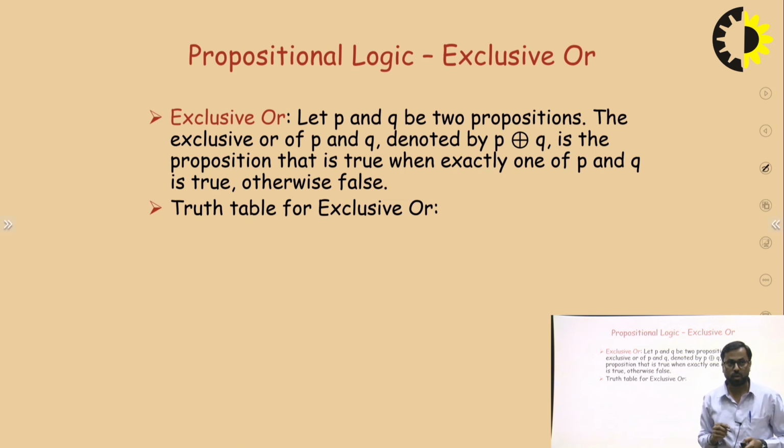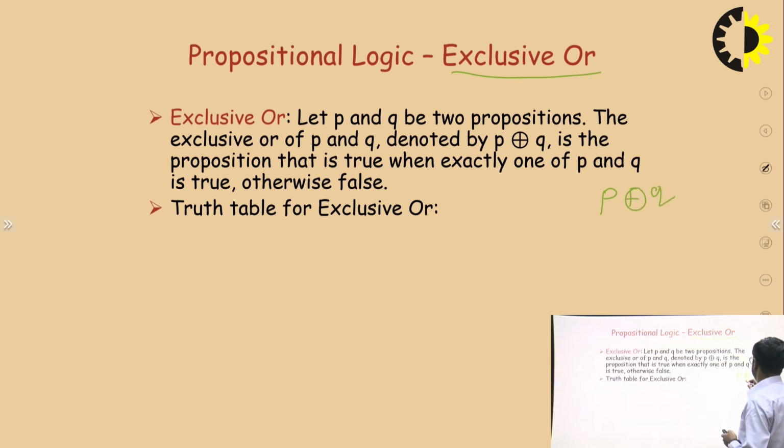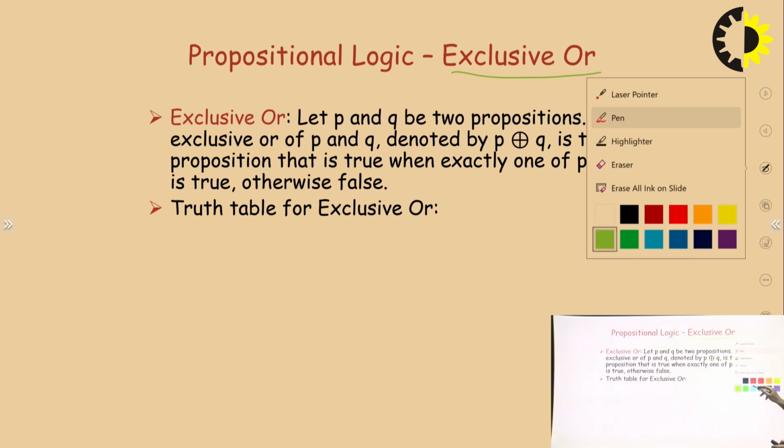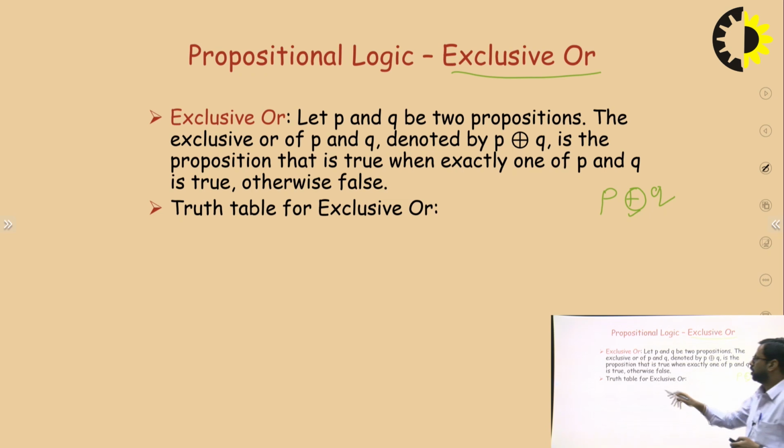The next propositional logic operator is exclusive or. Let P and Q be two propositions. The exclusive or of P and Q, denoted by this symbol of exclusive or, is the proposition that is true when exactly one of P and Q is true, otherwise false.